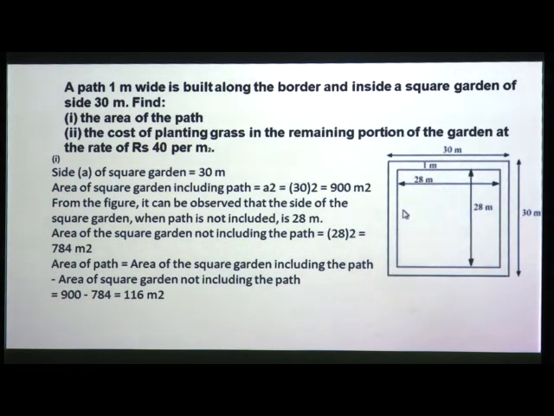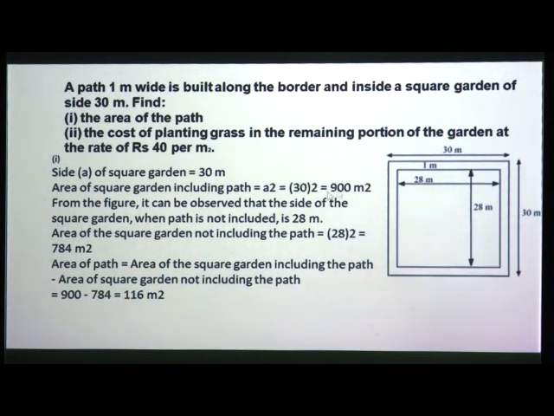Every time we have had to build something outside, like a photo frame or painting or some path, but here it is inside. We have built a 1 meter wide border inside the square garden. Now, find the area of the path. This is a path of 1 meter. What will be the area of this path, and the cost of planting the grass in the remaining portion of the garden at the rate of 40 per meter square.